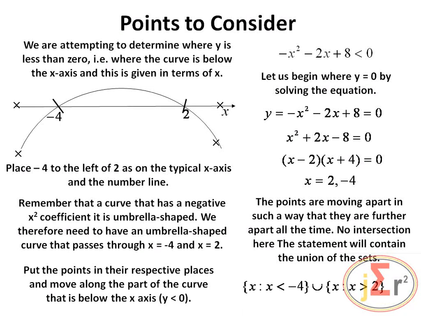So, of course, if we are at this point, we are going in that direction, meaning we are going less than -4. So we have right here the set of x such that x is less than -4. If we are at this point, we are going in that direction, greater than 2. So we are saying the set of x such that x is greater than 2.